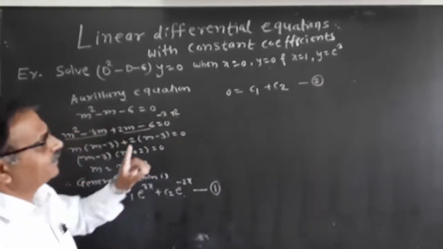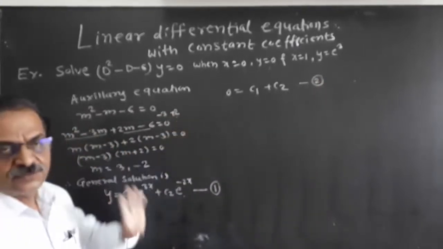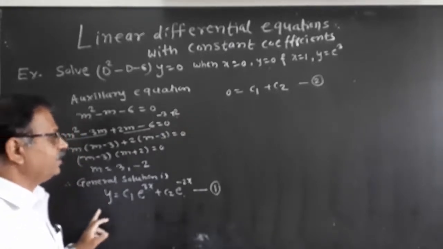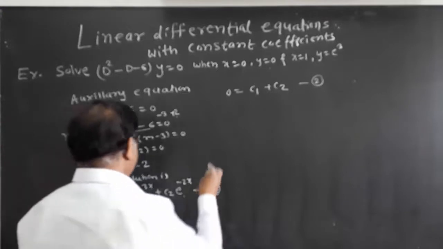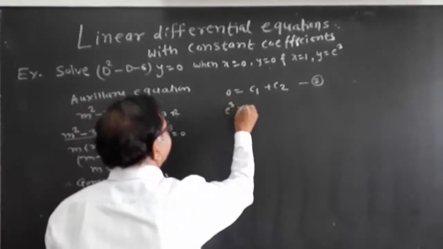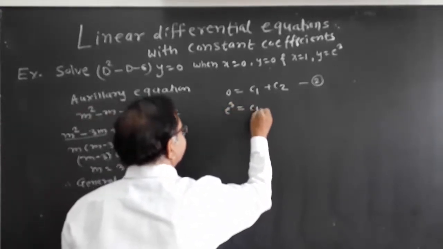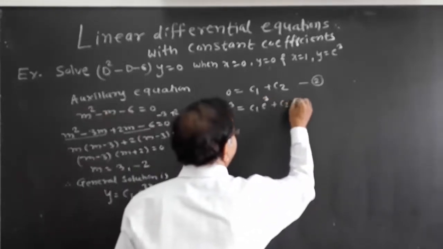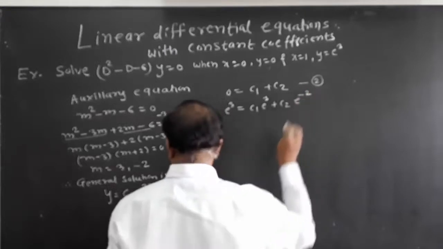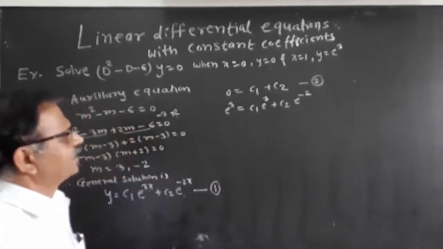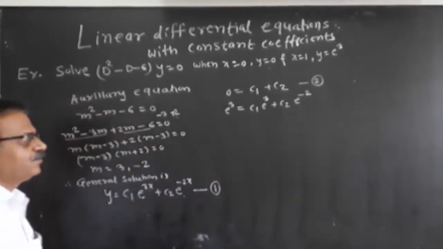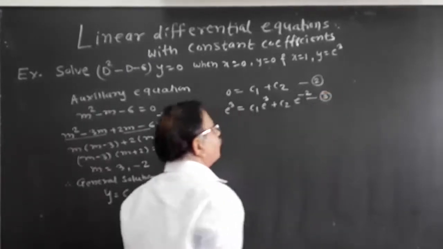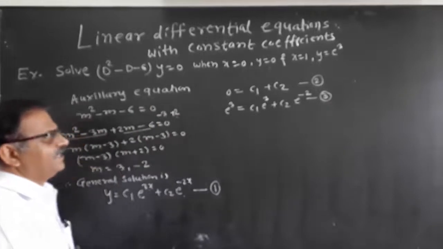Now put x equal to 1, y equal to e cube. If I put x equal to 1, y equal to e cube, therefore e cube equal to c1 e cube plus c2 e raised to minus 2. Now we have to solve these two equations simultaneously for getting the values of c1 and c2.